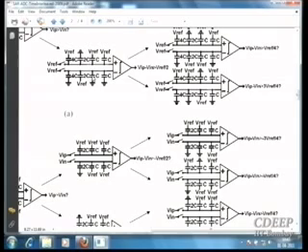What will you get at the lower side? Vref by 4. The difference will be Vref by 2. So it is comparing VIP minus VIN minus Vref by 2 with 0. It's comparing it with 0. It's VIP minus VIN minus Vref by 2, and it's comparing this with 0 at the input of the comparator.